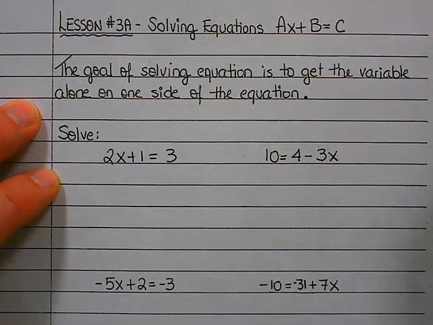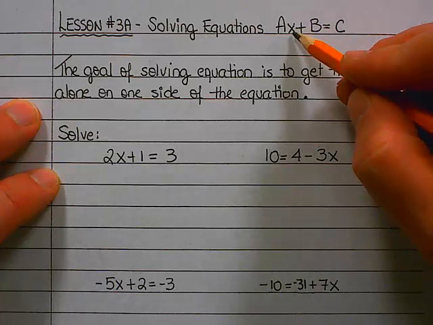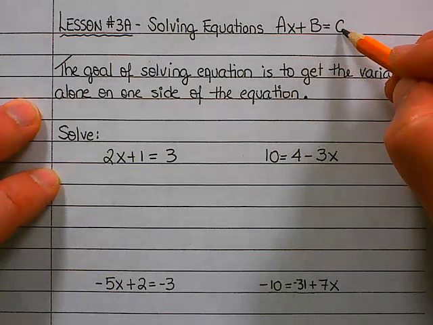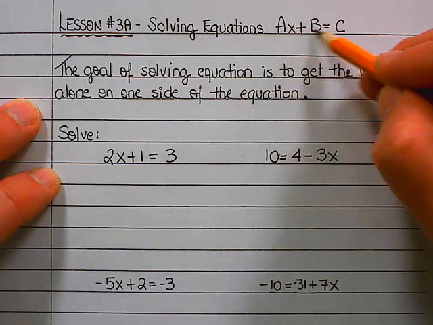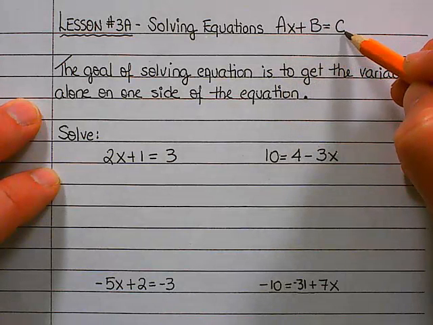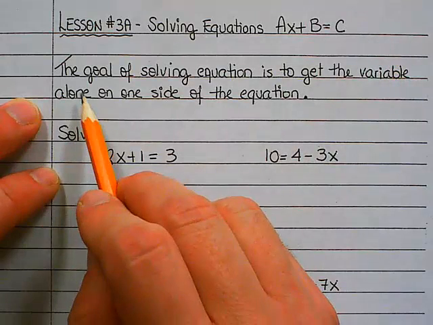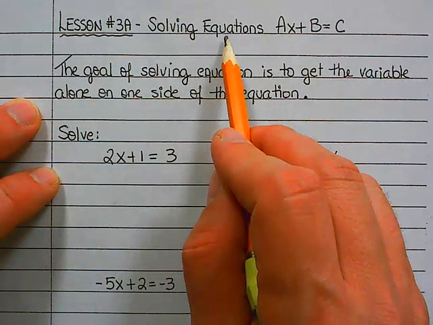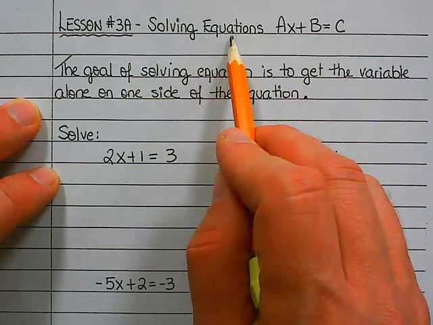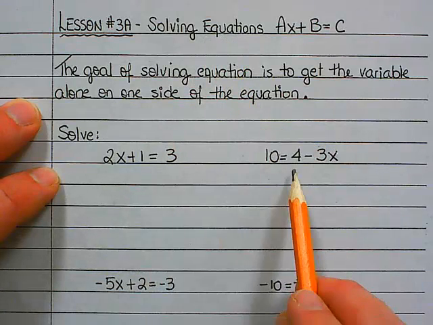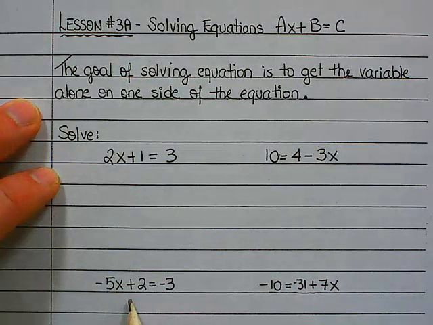Hello, this is going to be lesson 3a on solving equations of the form ax plus b equals c. Basically, equations that have a number in front of the x plus or minus a number equals another number. Okay? Whenever we talk about equations, it comes from the word equal. That's why it says equations. So these are equations, and what do they have in common? They all have the equal sign.